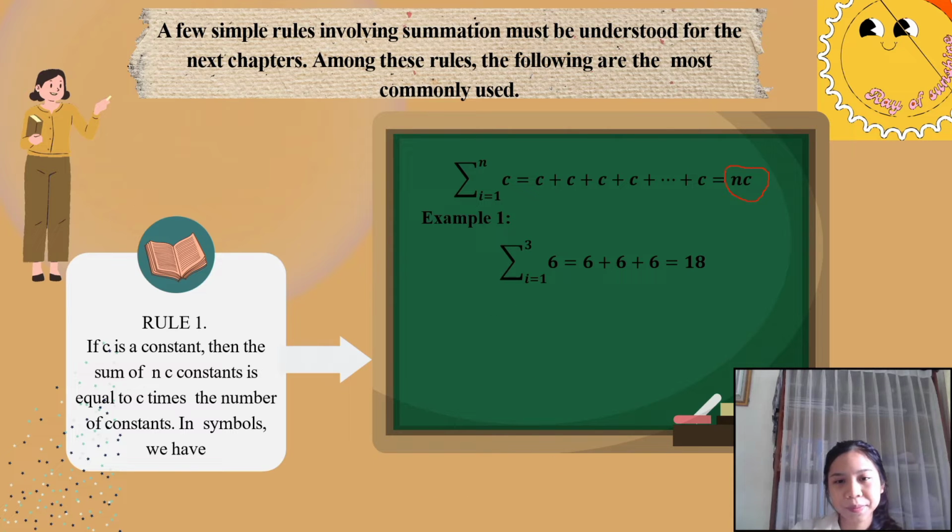For example, we have the sum of all 6 for a equal to 1 to 3. It means that 6 plus 6 plus 6, or 3 times 6, is equal to 18. Or, using the right hand side, the formula of n times C, we have the sum of all 6 for a equal to 1 to 3 is equal to 3 times 6, which is 18. The same result for the different formula.